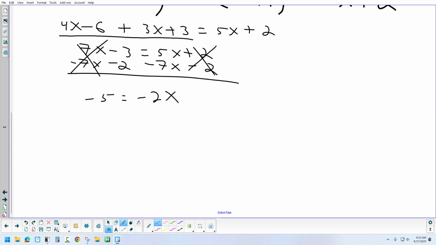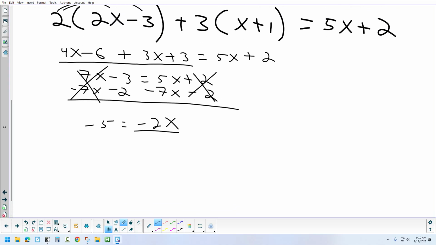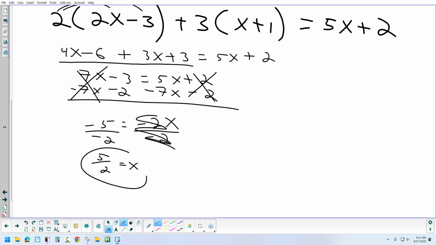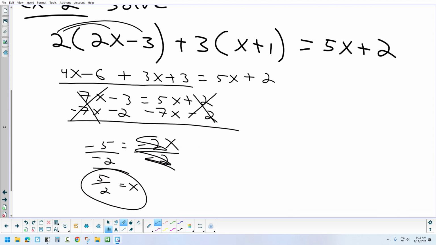Right, now we're down to a one-step equation. And Emma, what would be my last step? Divide both sides by negative 2. So that cancels out your negative 2, and we get x equals 5/2, so we're at 2.5. All right. So hopefully nothing new there. It's just solving a linear equation. Any questions on that?